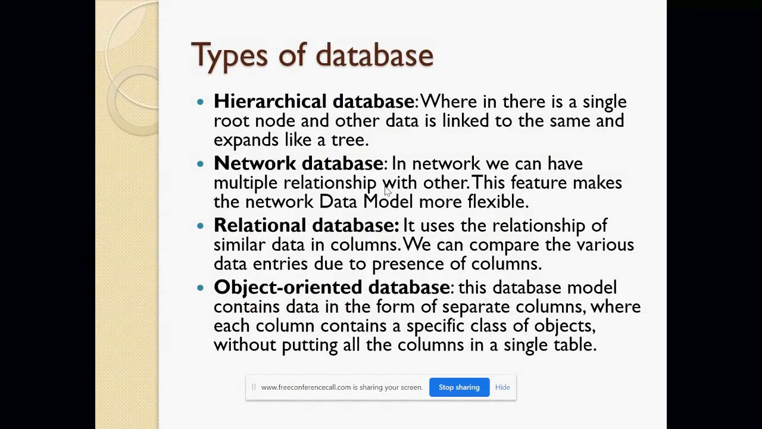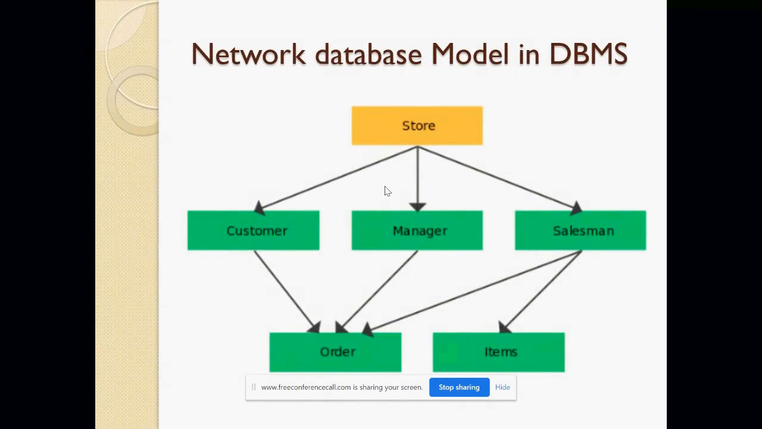Now the second type of database is the network database. Here we can see that there are multiple relationships with each of the data linked. Means if there are pieces of information of one data, then all of them are linked multiply with each other. And this makes the network database a very flexible database. How can we understand it? Through this figure.